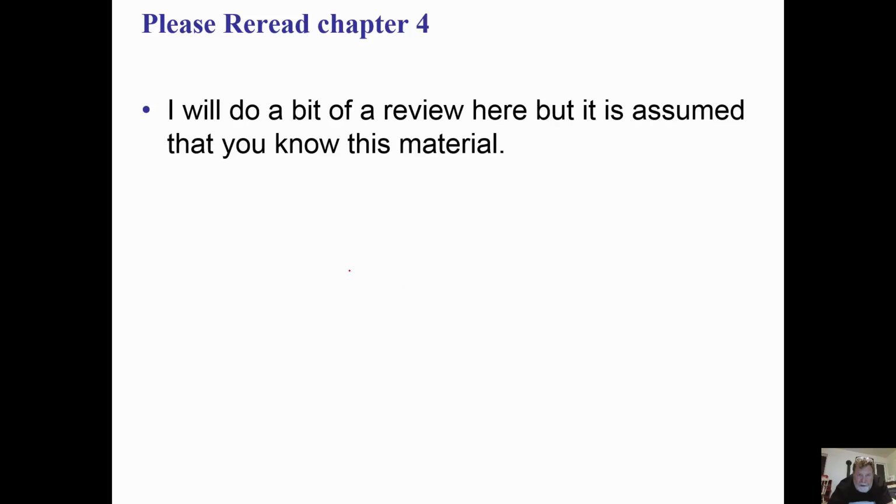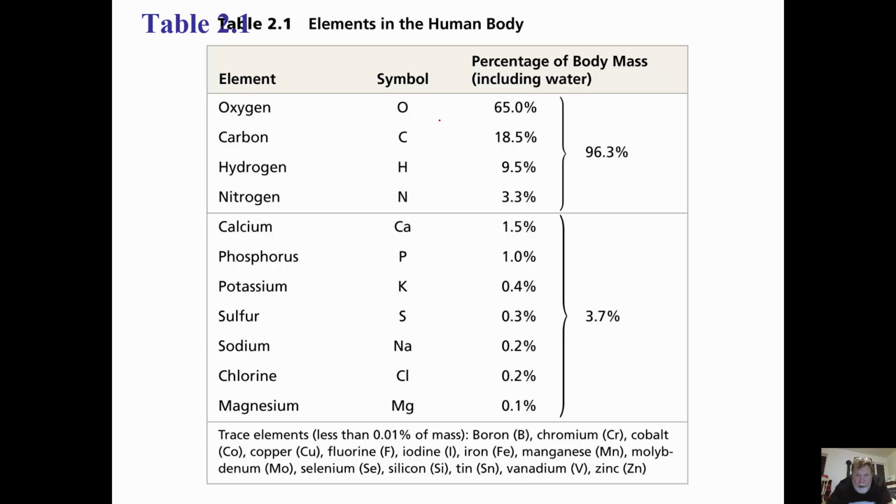Okay. So again, I'm going to do a review on this, but I am assuming that you guys know all this material. There's plenty of materials on the web that you could go on, and your book is an excellent resource as well. Basically, what you should already know is that life is made up of a number of particular elements, and the vast majority, about 96.3%, is made up of oxygen, carbon, hydrogen, and nitrogen, and these four make up the vast majority of the molecules that we'll be looking at.